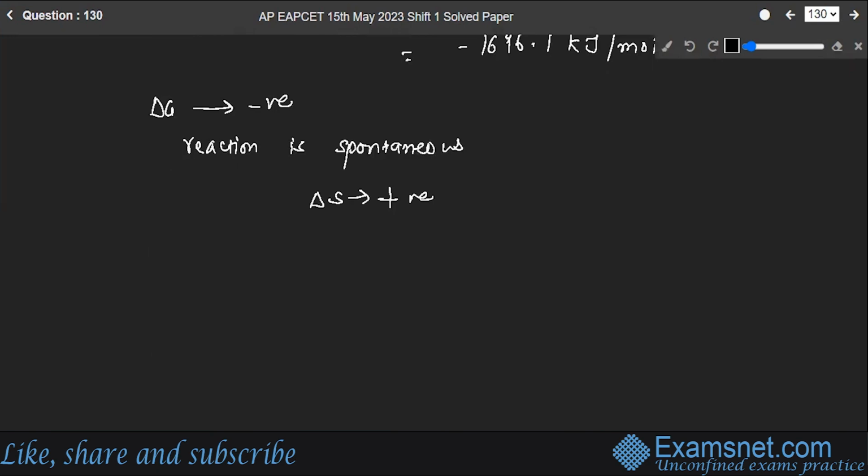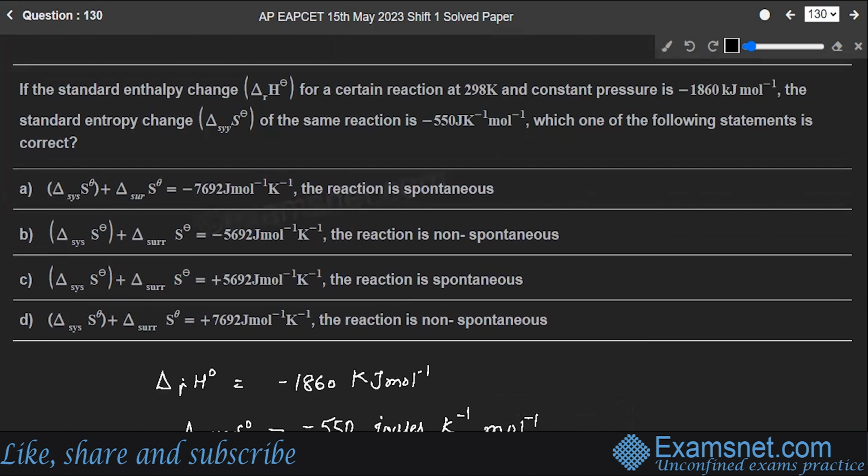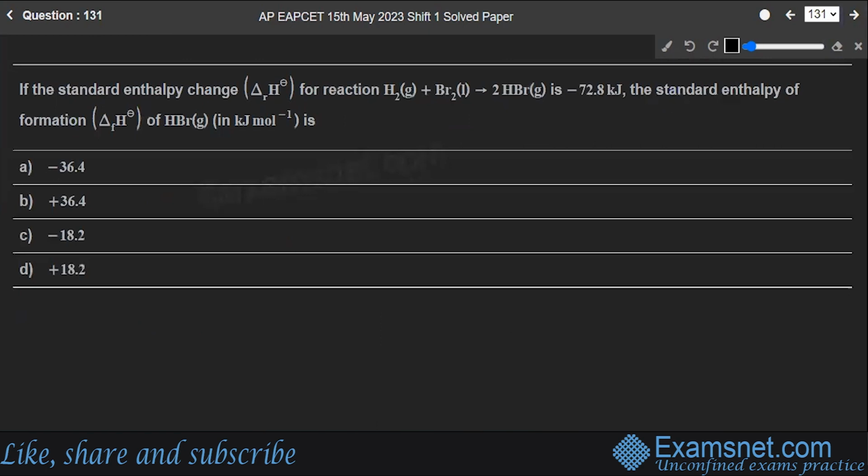Thus option C, that gives you this equation. The reaction is positive, thus spontaneous. This is absolutely correct. So this is the right answer to the question. Next is question number 131.